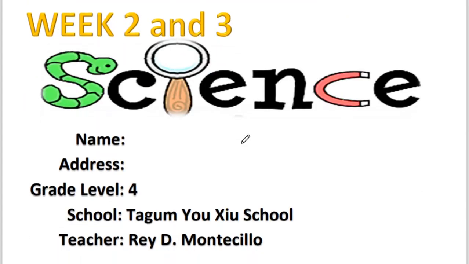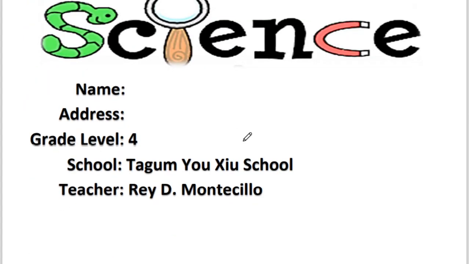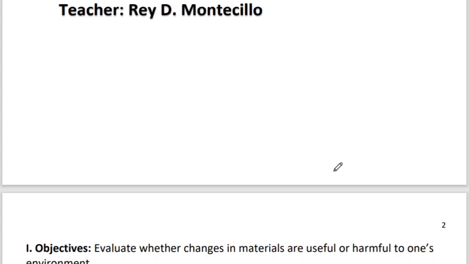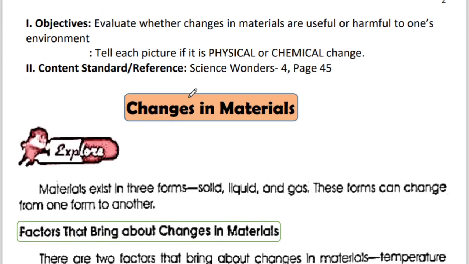Okay, so before we proceed to the next page of our module, do not forget to write your name in here, the address or the location of your house, grade level, and the name of your school. Of course, we have Tagum Yushu School, and the name of your teacher, Ray D. Montesilio. And now, kids, let's proceed to the next page of our module.